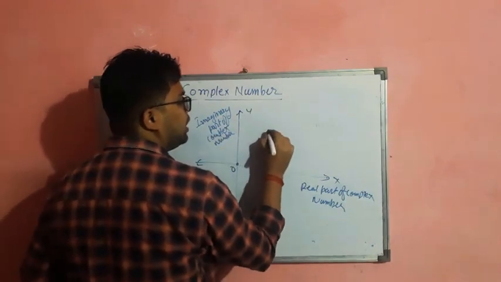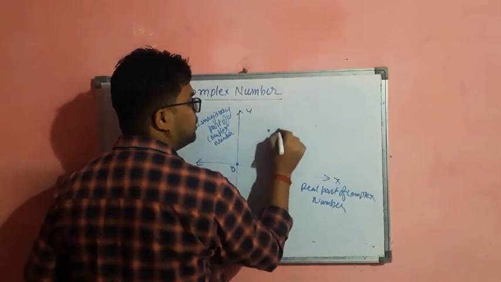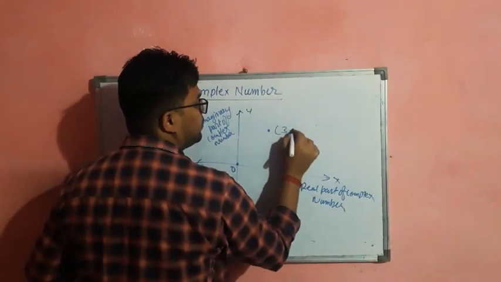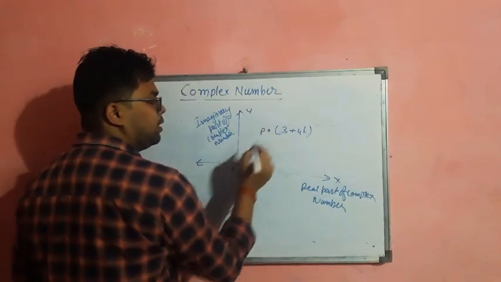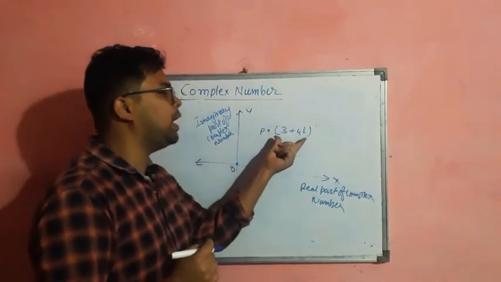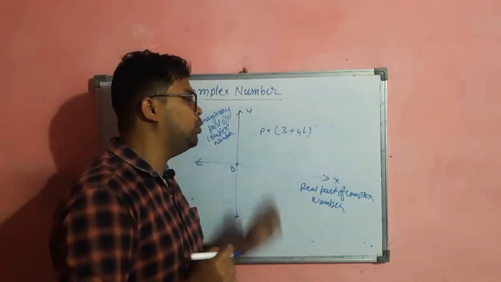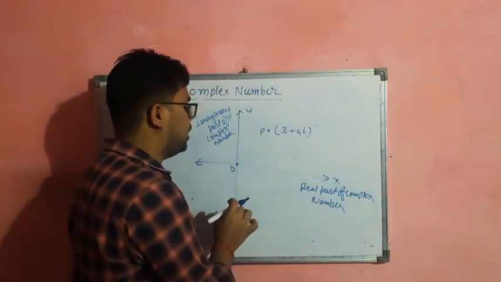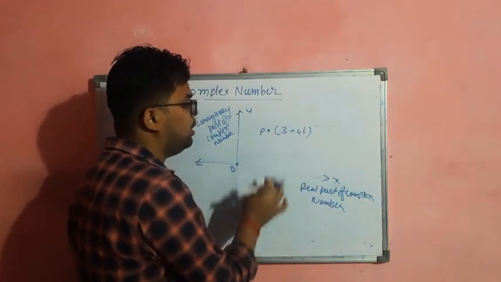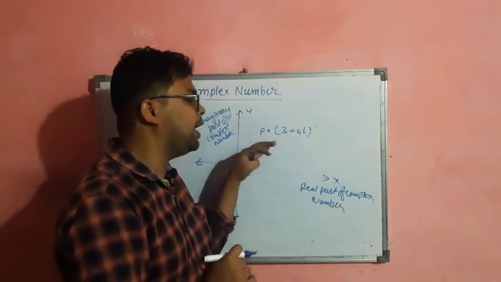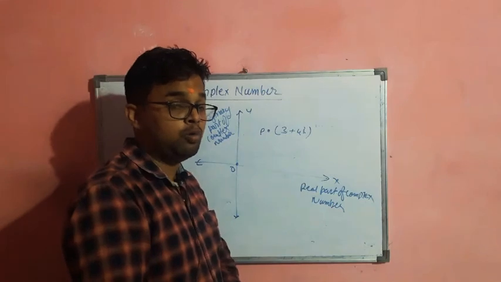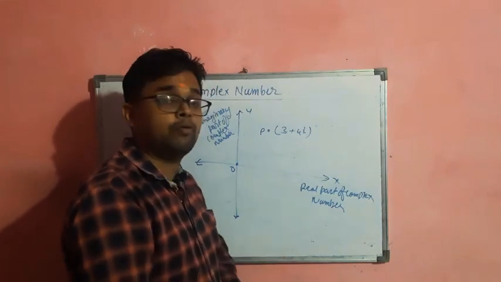Let 3 plus 4i be a complex number. Here 3 plus 4i is a complex number. Let this be point P, and I want to locate this complex number in the complex plane. So this complex number will lie in the first quadrant. How do I know this complex number will lie in the first quadrant?